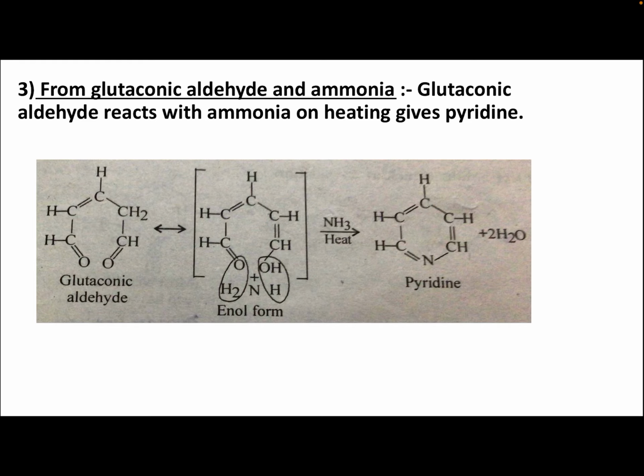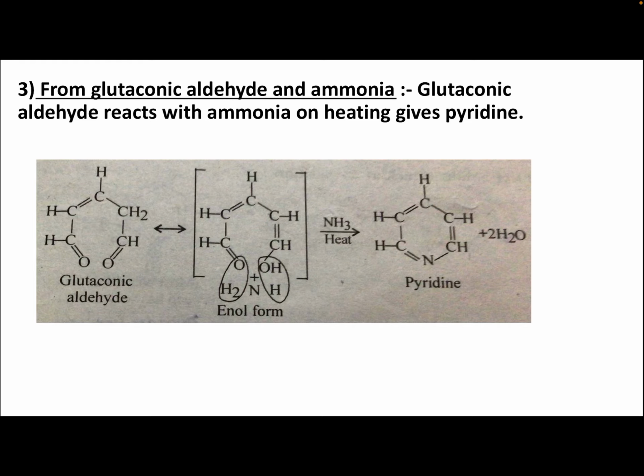Next, third is from glutaconic aldehyde and ammonia. Glutaconic aldehyde reacts with ammonia on heating, gives pyridine. So here glutaconic aldehyde, CH double bond O, CH double bond O, then CH, CH, CH2. This is glutaconic aldehyde. So two aldehyde groups are there and 3 carbons are there. It is known as glutaconic aldehyde.